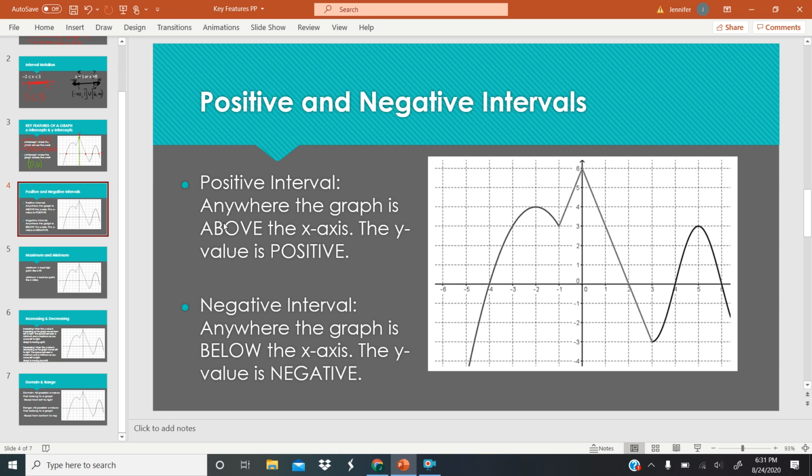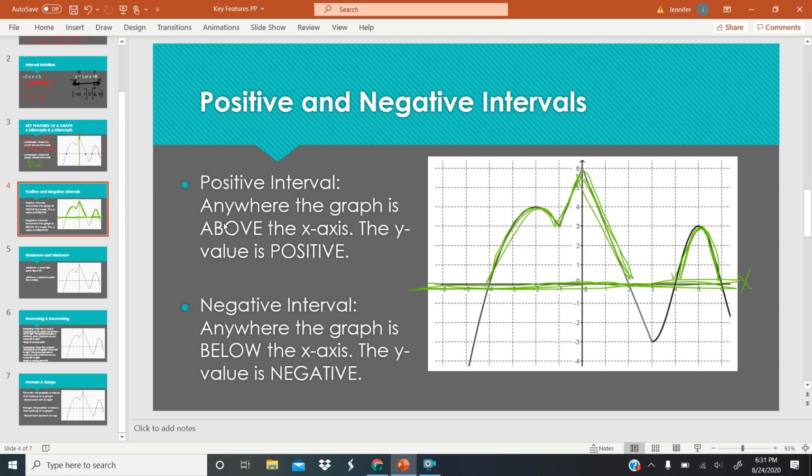negative intervals. So the positive interval is going to be anywhere that your graph is above this x-axis. So we're going to kind of cut the graph in half right here with the x-axis. And you're looking for anywhere that you have something graphed above it. So that's going to be this piece here and this, and then it dips back below the axis, so I'm not going to include that. And then we have one more little hill right here to include. So we need to be able to write that part of the graph somehow.